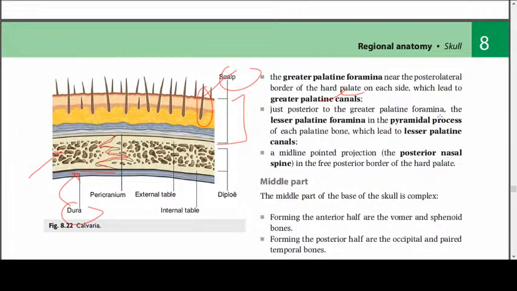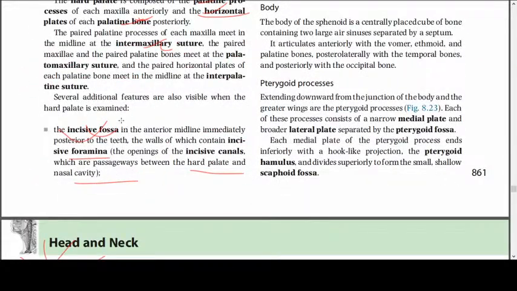Posterior to the greater palatine foramina are the lesser palatine foramina in the pyramidal process of each palatine bone, which lead to the lesser palatine canals. The midline pointed projection posterior. The greater palatine foramina are near the posterior lateral part of the hard palate on each side, which lead to the greater palatine canals. The incisive fossa is the anterior midline depression immediately behind the teeth, which contains the incisive foramina. Okay.